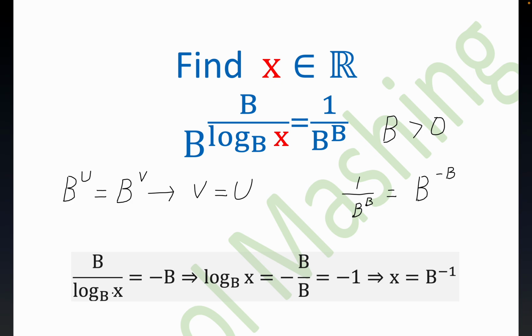Now, if you multiply through by log base b of x and divide by minus b, you get this statement right here. You get log base b of x equals minus b over b. Now we know that b is strictly greater than 0, and so this is just minus 1. And of course that's equivalent to x being equal to b to the minus 1, which would be the solution.